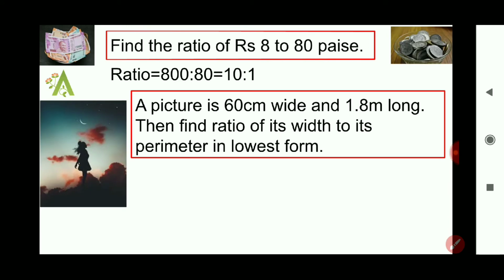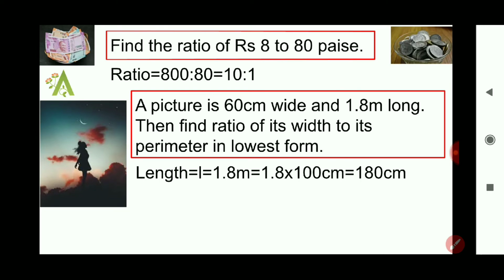One more question. A picture is 60 centimeters wide and 1.8 meters long. Then find the ratio of its width to its perimeter in lowest form. Observe the units. Width is in centimeters and length is in meters. So we have to change meters into centimeters. Okay, come on. Length L is equal to 1.8 meters. That means 1.8 into 100 centimeters. That equals 180 centimeters.